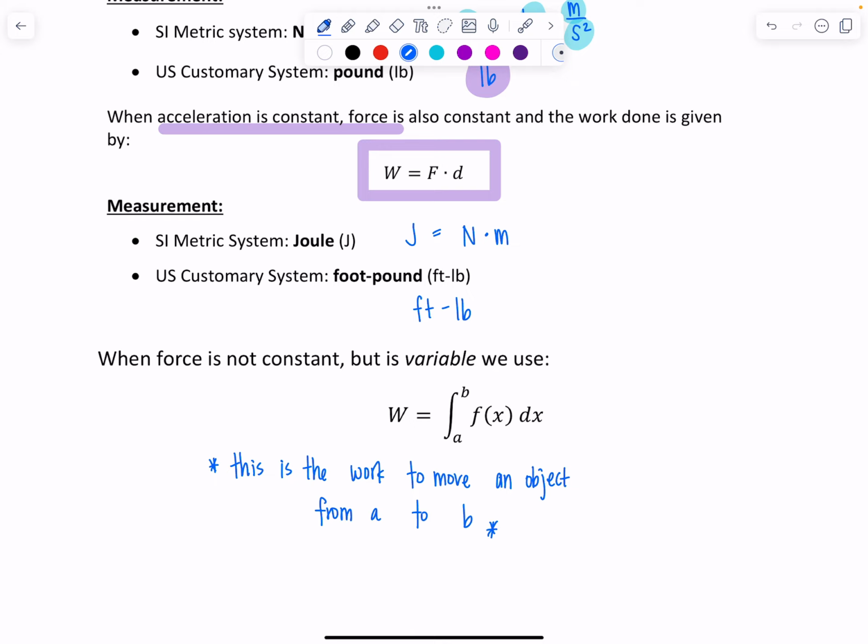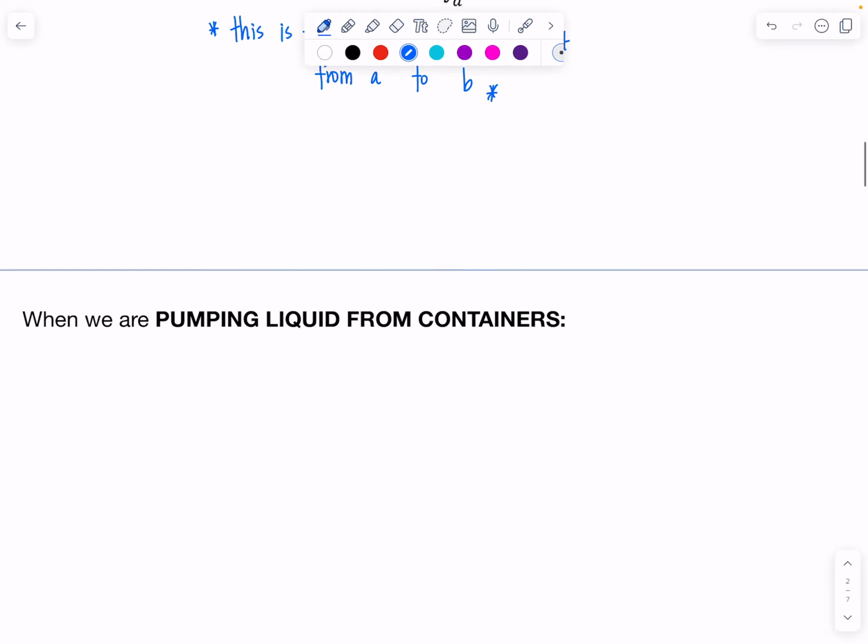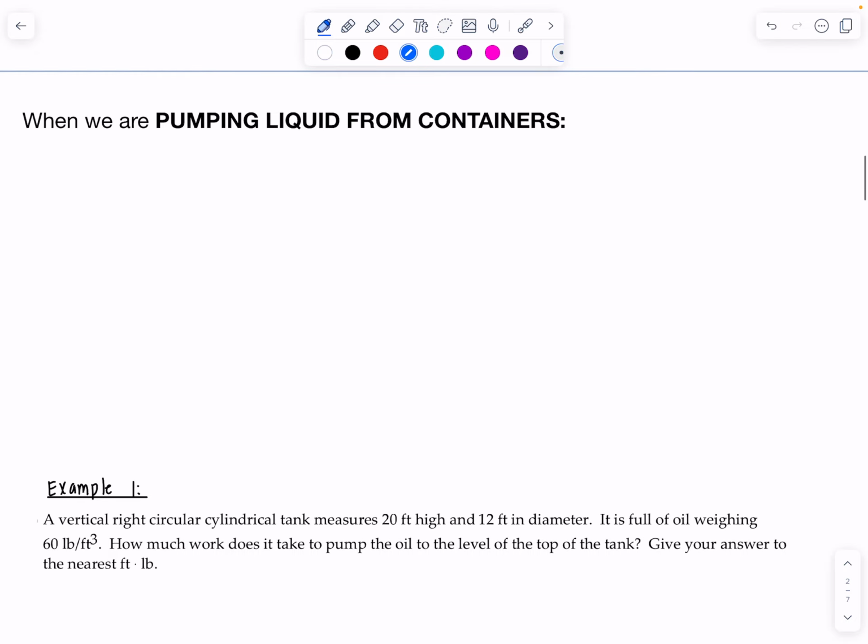However, I told you we're solving a different, very particular kind of problem in this video, and namely that is we're going to be pumping liquid from containers. Gasoline, water, oil, what have you. So how do you find the work in this scenario? It's a little bit of a different setup. So here's how it starts.